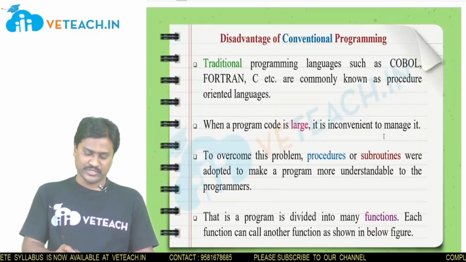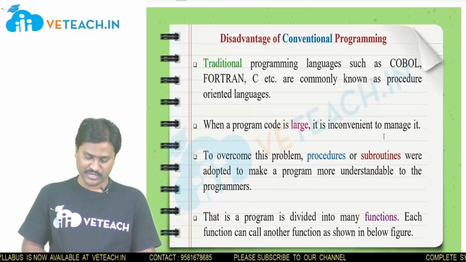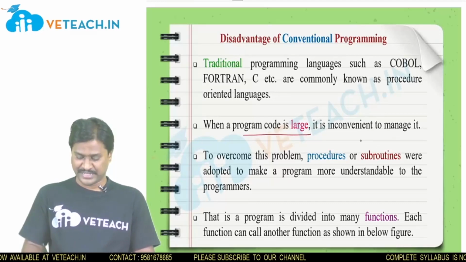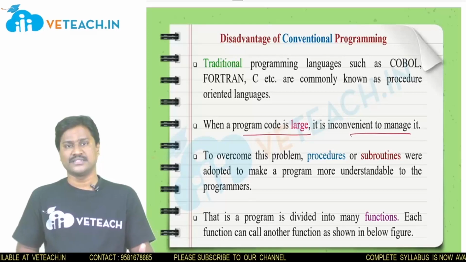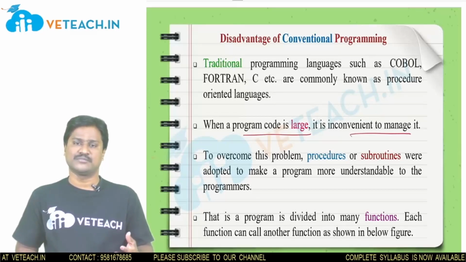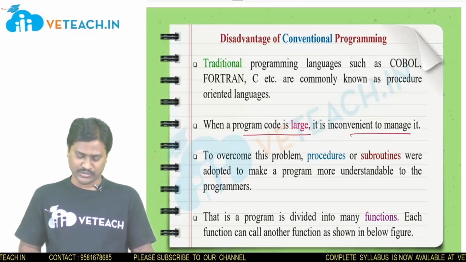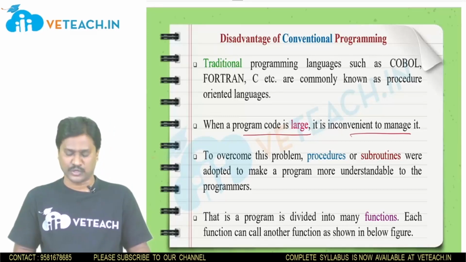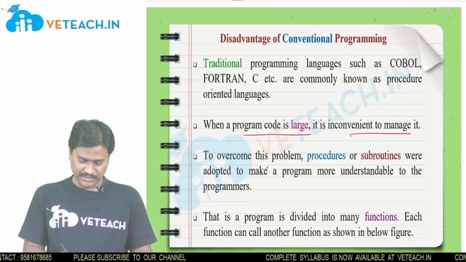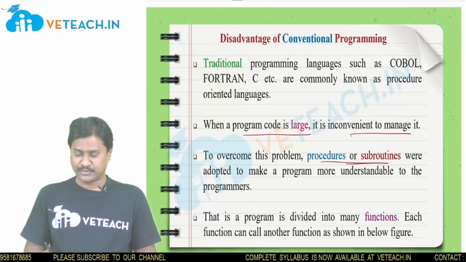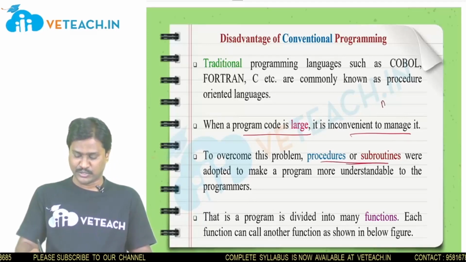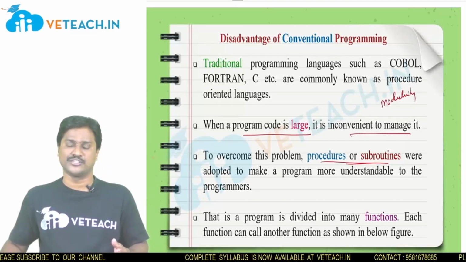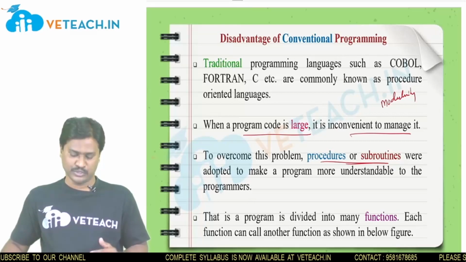Coming to the disadvantages of conventional programming, generally the program code is very large and it is inconvenient to manage it. In C, the design of programs may take more size, whereas C++ reduces this by applying the bottom-up approach. To overcome this problem, procedures and subroutines, a modularity concept, is adopted for dividing these larger programs into smaller programs.